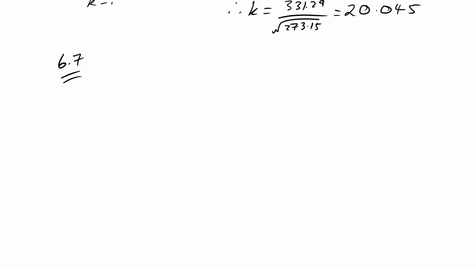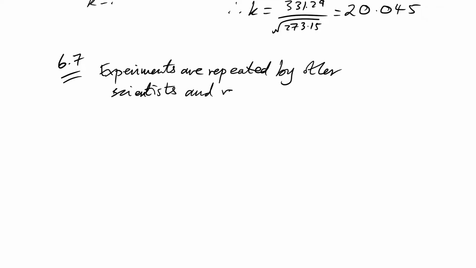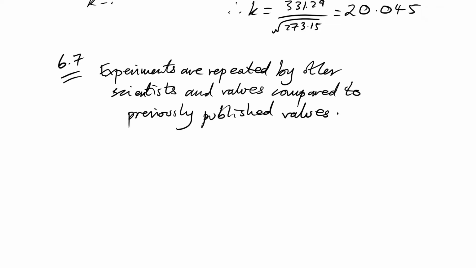And to finish off, some more wishy-washy stuff. How is a quantity accepted? Experiments are repeated by other scientists and values compared to previously published values. Thank goodness that's over. Let's go on to some proper stuff.